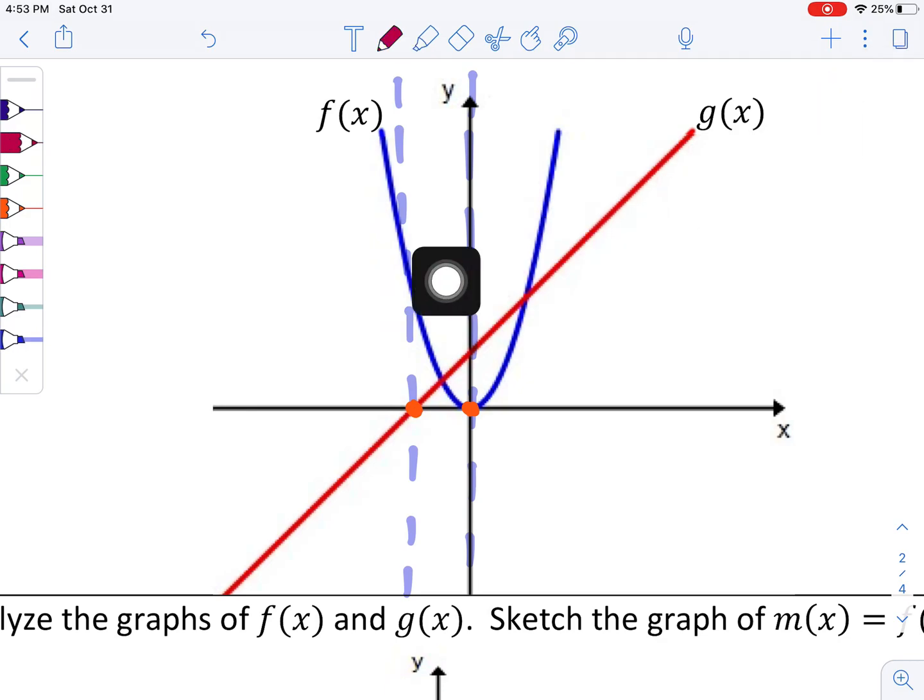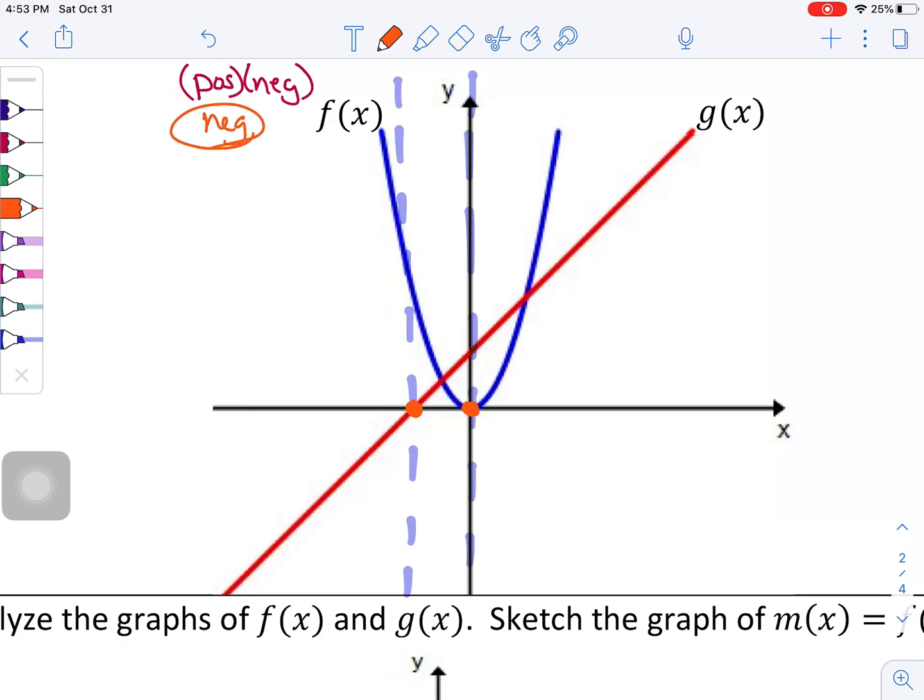So when I look at the far left section over here, I've got the blue curve, f of x, above the x-axis, which means it's positive. And I have the red line below the x-axis, which means its function values are negative. So when we take a positive number times a negative number, we will always end up with a negative, okay?